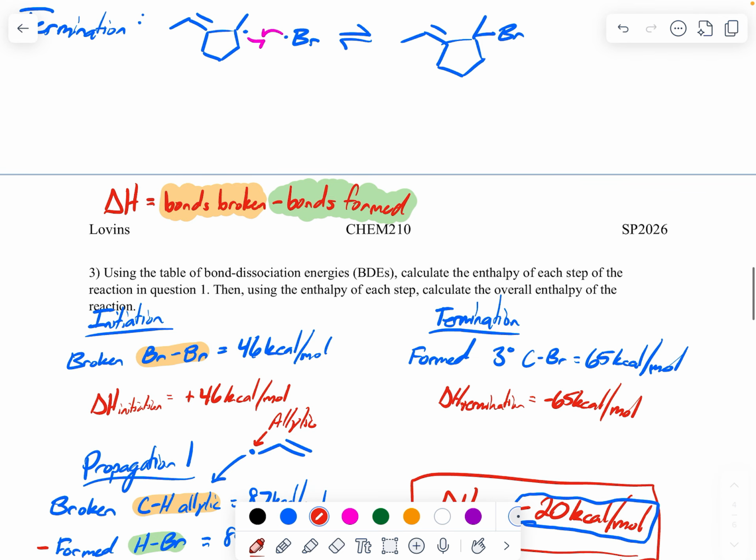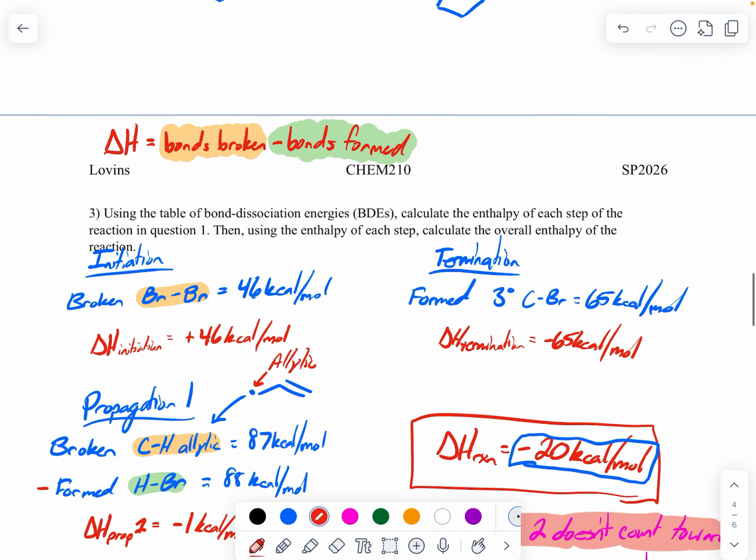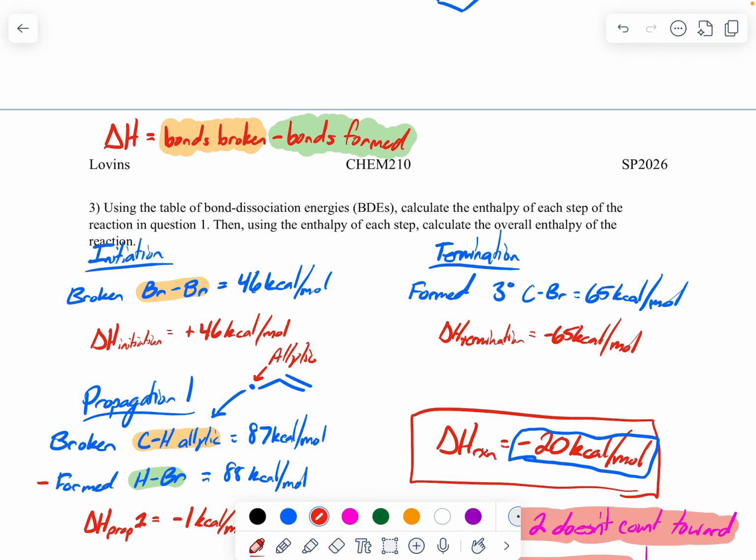We can do the same thing in termination. In termination, what we see is that we form this carbon-bromine bond. The best bond association energy we can come up with for that is that we formed a tertiary carbon-bromine bond. And so this gives us a bond association energy of 65 kilocalories per mole, and the delta H of this step, since this is a formed bond, is going to be negative because our bonds broken is going to be 0, our bonds formed will be 65. So this comes out to be negative 65 kilocalories per mole.